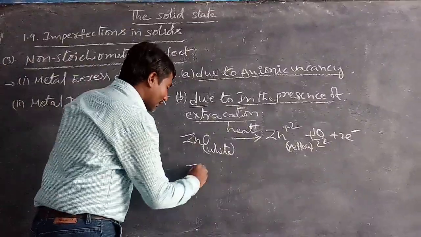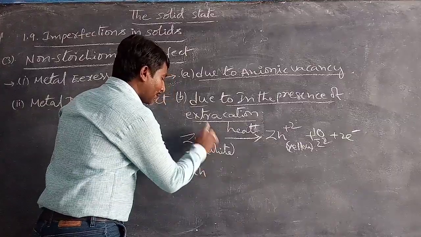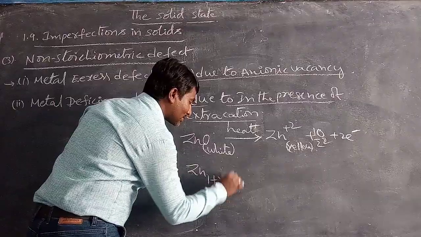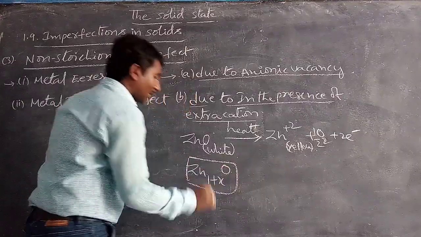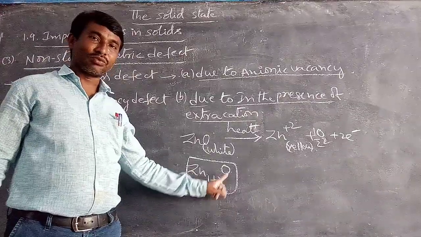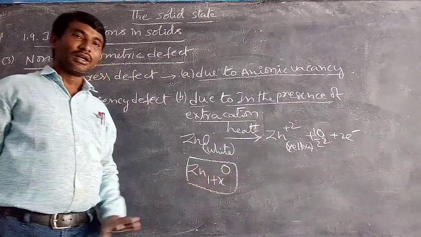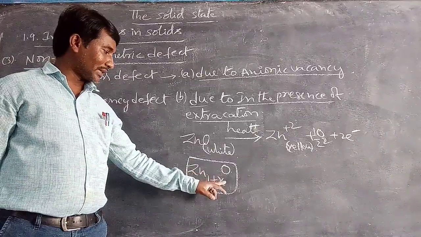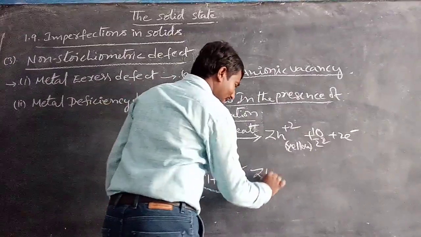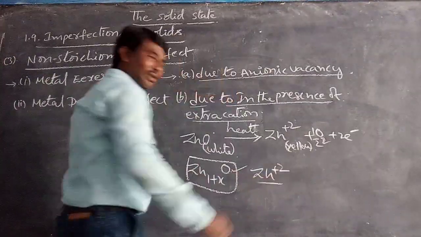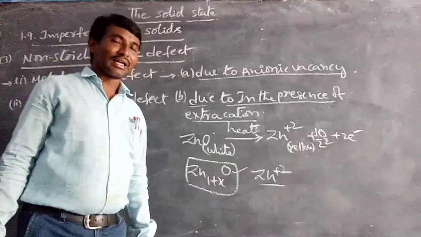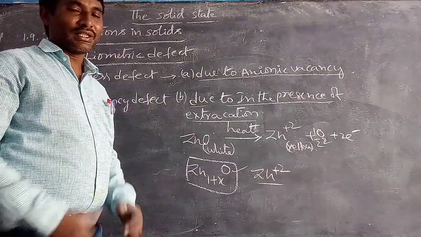So here ZnO becomes Zn1+xO. The formula is Zn1+xO. So this is the formula. It means that the extra Zn+2 cations occupied the interstitial sites.